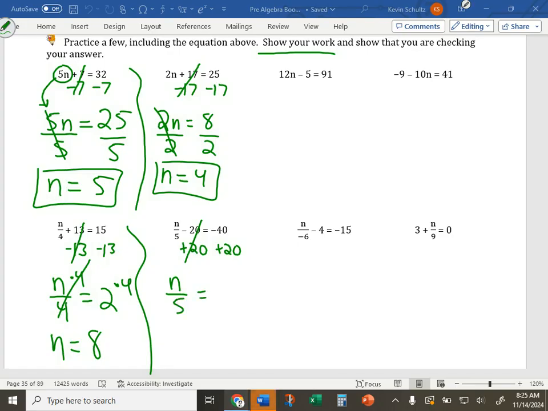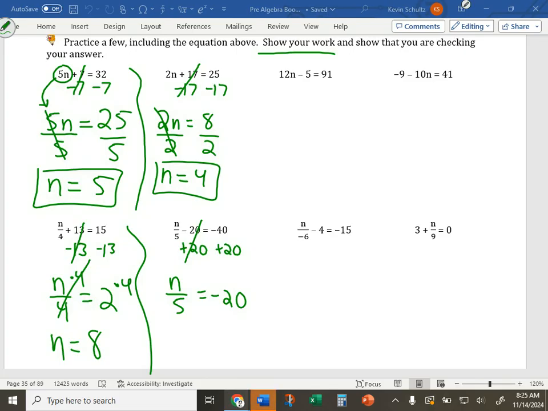Negative 40 plus 20 means we're starting at negative 40 and going to the right, because we're adding, going to the right 20, and that's going to bring us to negative 20. So if you did this and you put negative 60, you went the wrong direction. You actually subtracted 20 instead of adding it. So now we're here. N divided by 5 equals negative 20.